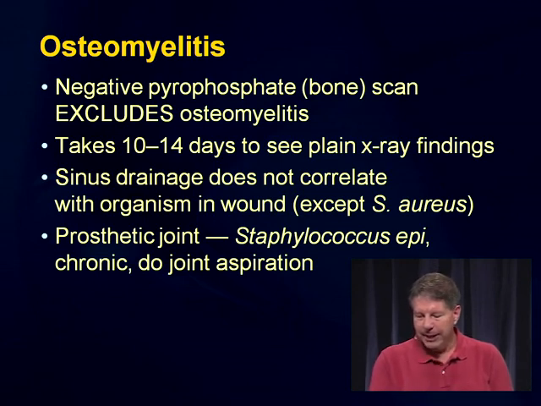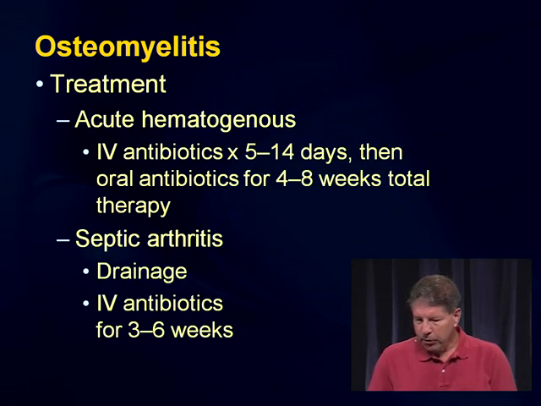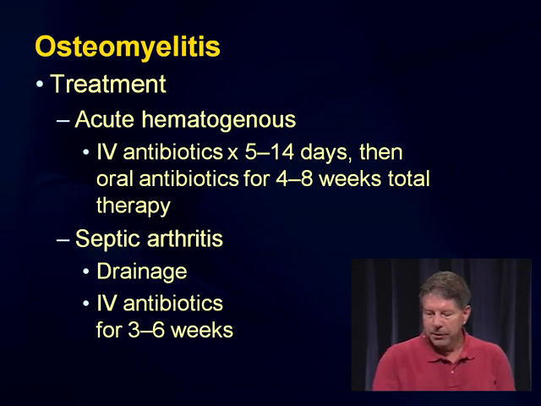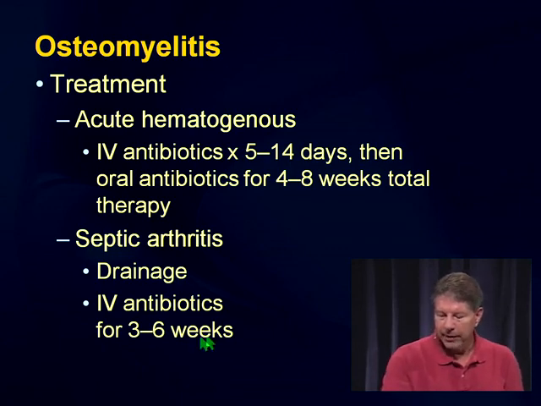And if for some reason a kid's got a prosthetic joint, Staph epi is what you worry about. Treatment, IV antibiotics in general for 5 to 14 days. And then in kids, what's cool is we can switch to oral antibiotics. So acute hematogenous, you can use IV initially and then switch them to oral. If they've got a septic joint, though, you're going to drain it and need IV antibiotics.